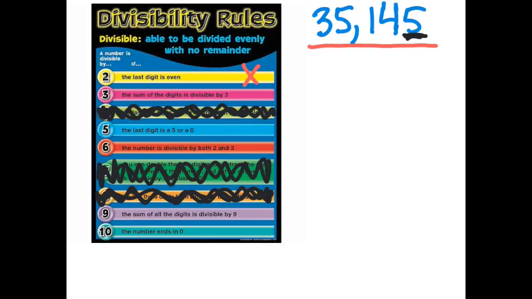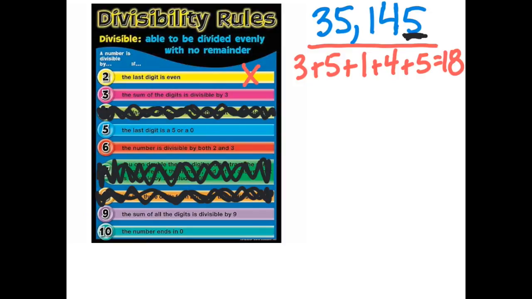What about 3? Look at our rule. A number is divisible by 3 if the sum of the digits is divisible by 3. Well, we have to add up the sum of the digits. So 3 plus 5 is 8. 8 plus 1 is 9. 9 plus 4 is 13. And 13 plus 5 equals 18. If I still am not sure about 18, is 18 divisible by 3? Does it come out evenly?